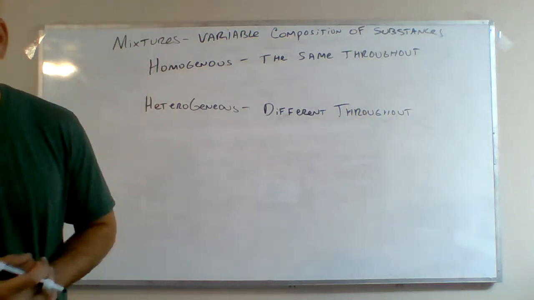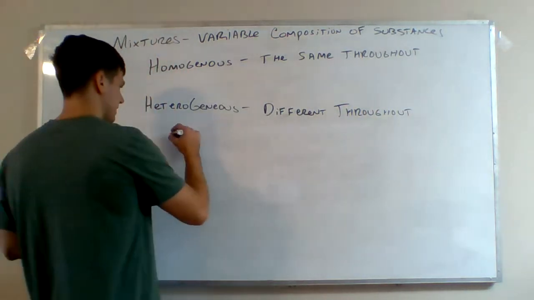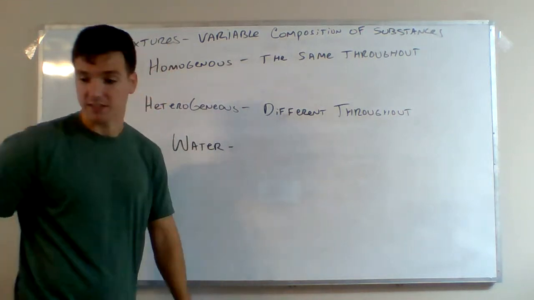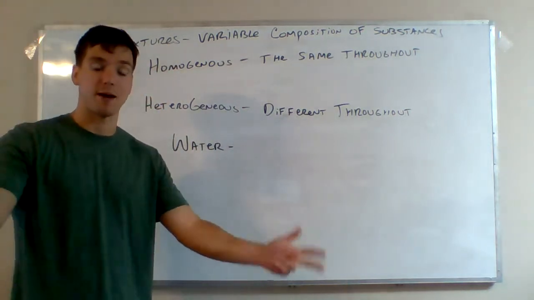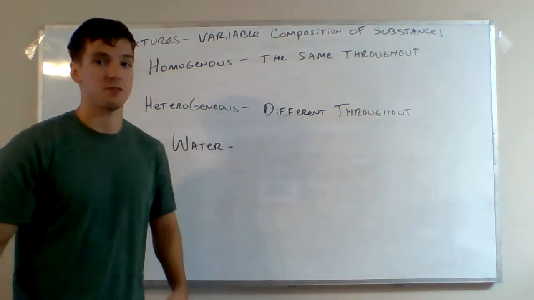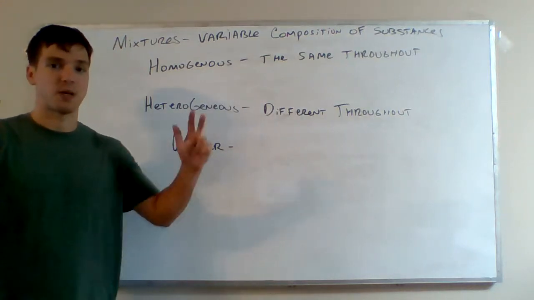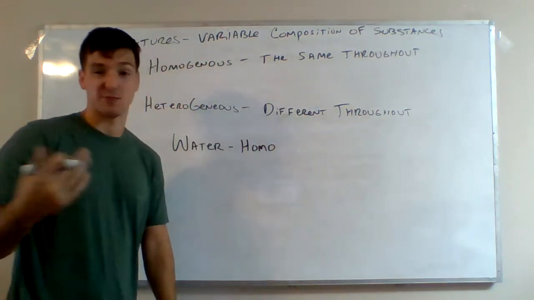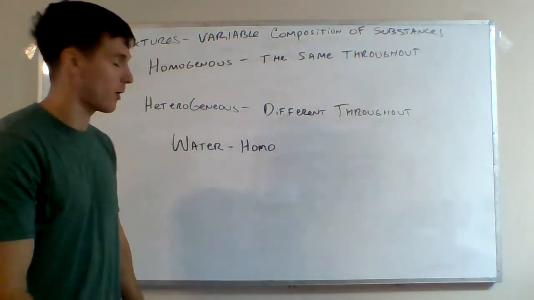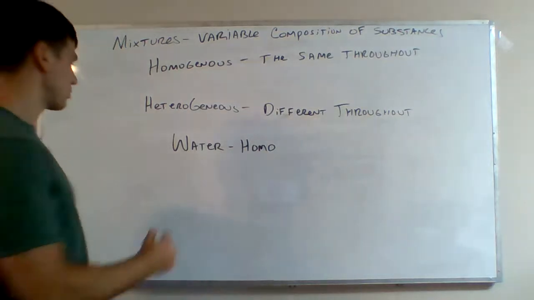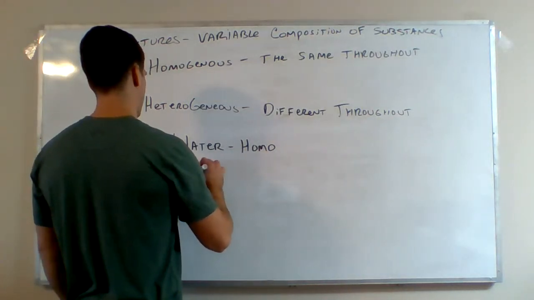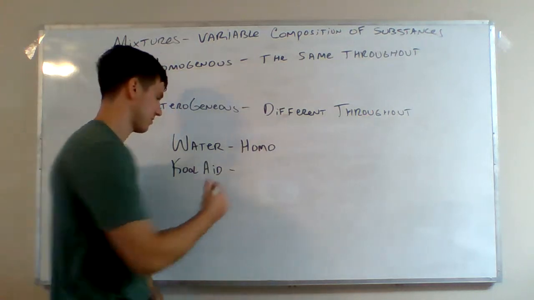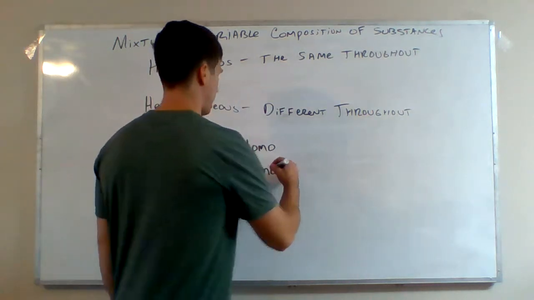Okay, so let's get a couple examples. Water, and I'm talking tap water here. Do we think that is homogeneous or heterogeneous? Homogeneous. It's the same throughout. There's no big chunks of anything. If there's big chunks in your tap water, I'd call a plumber. Okay, we got Kool-Aid. As I said before, what do we think that is? Homogeneous. Okay, it's the same throughout. No big chunks of anything.